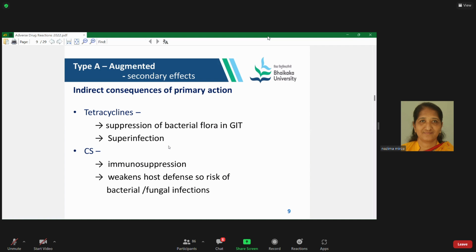Second example I have given is corticosteroids. Steroids, well known, corticosteroids, prednisolone, betamethasone, dexamethasone. Corticosteroids we are giving for immunosuppression, immunosuppressive effect. So it weakens the host defense. क्योंकि immunosuppression action हमको चाहिए, है ना?